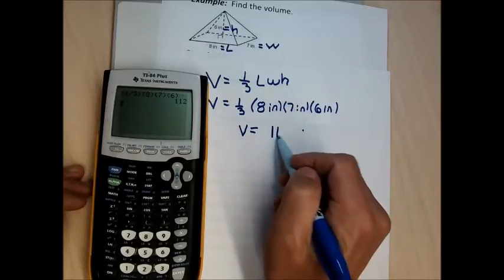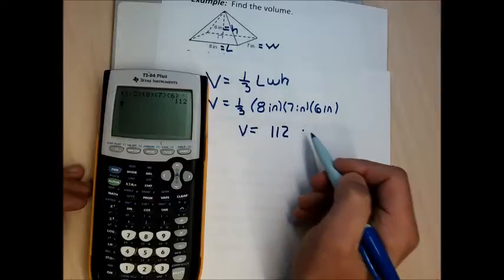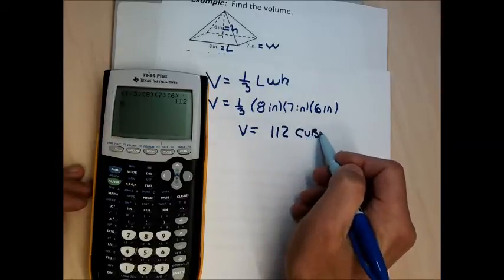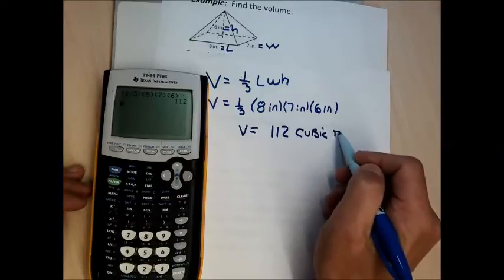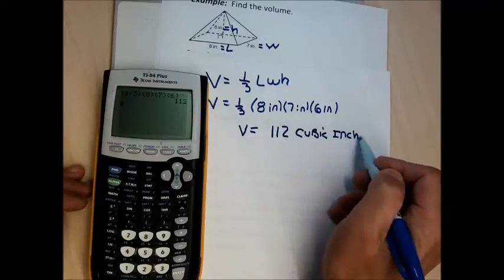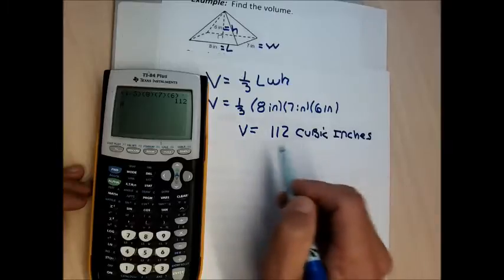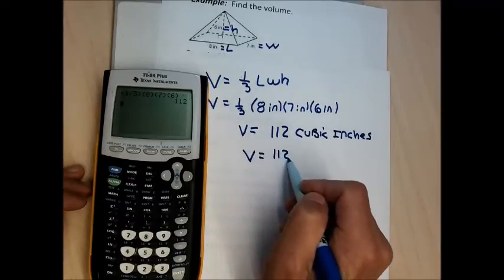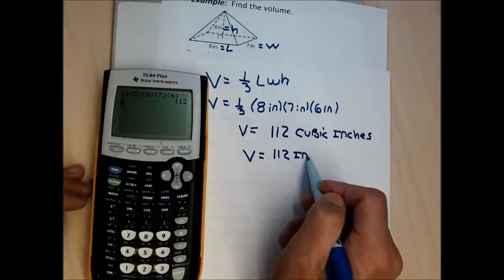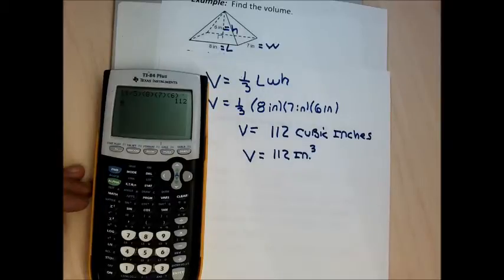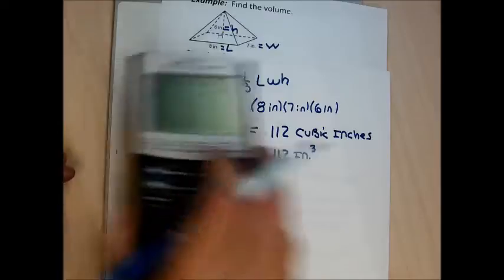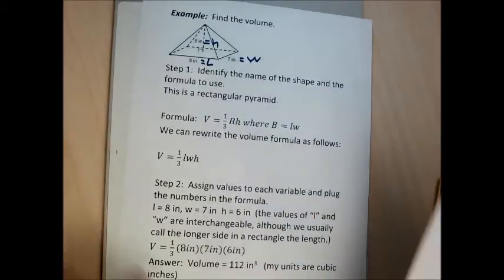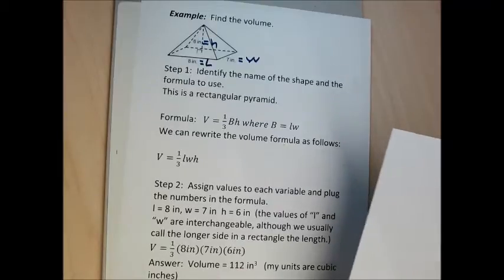So the volume of this pyramid is 112, and my units, I'm going to multiply the inches times the inches times inches, and I'm going to get cubic inches. I almost always write a symbol instead of a word when I do volume, and the symbol that I might write there is inches cubed, and that's how I'd find the volume of this pyramid. And you'll see my answer perfectly is there.